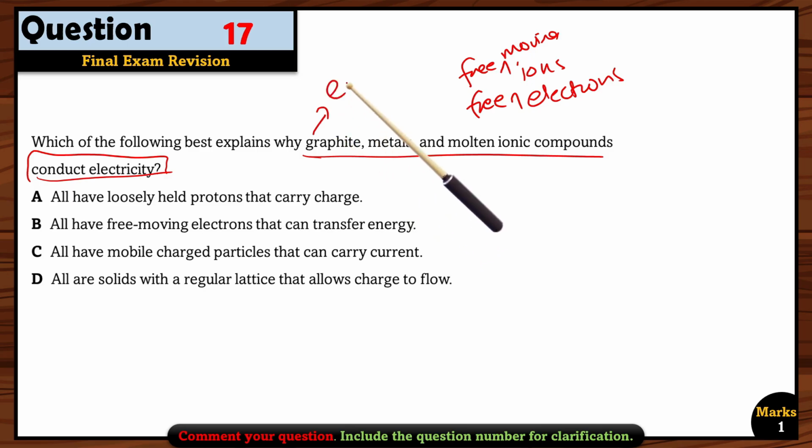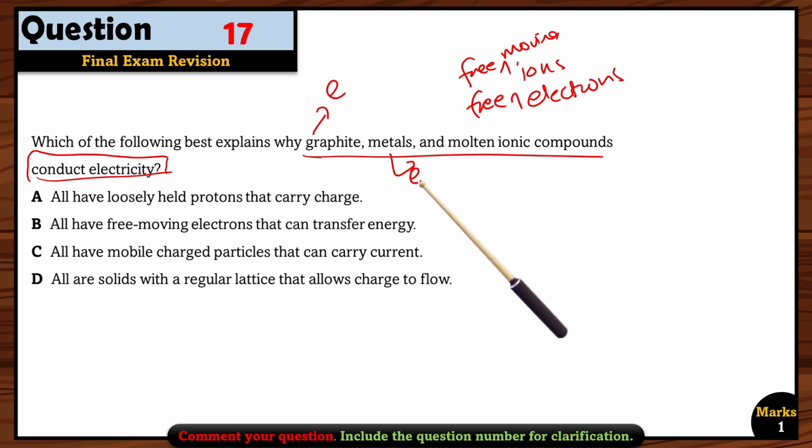So it has electrons, that's why it can conduct electricity. And it is the only covalent compound that can conduct electricity. All other covalent compounds or elements cannot conduct electricity. Graphite is the only covalent element, okay, not a compound, it's the only element that can conduct electricity.